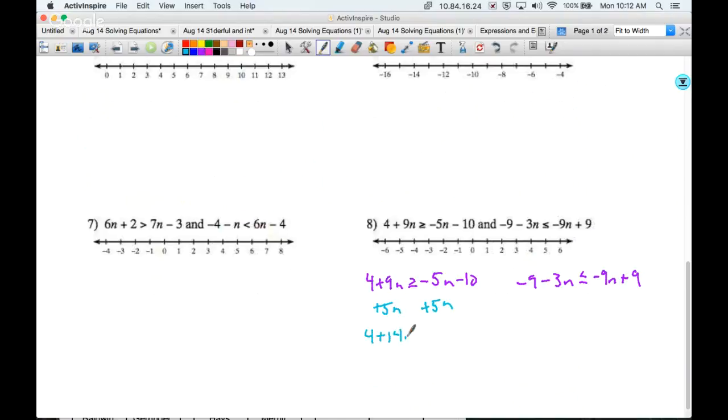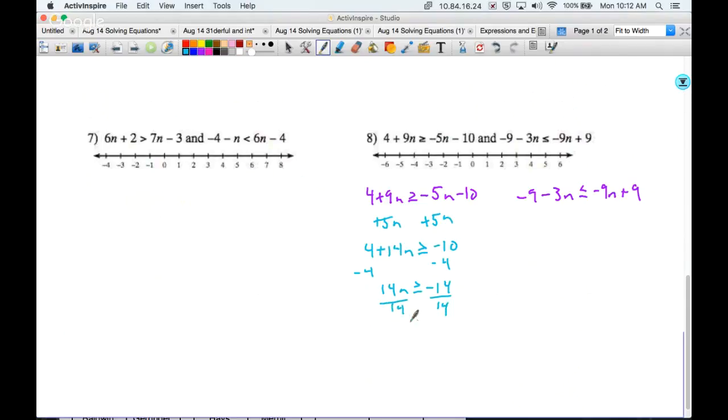4 plus 14n is greater than or equal to -10. Subtract 4, subtract 4. 14n is greater than or equal to negative 14. Divide by 14. Divide by 14. Doesn't flip here because I'm dividing by a number that's positive. The bottom of the fraction is positive. That's what matters. So n greater than or equal to negative 1.